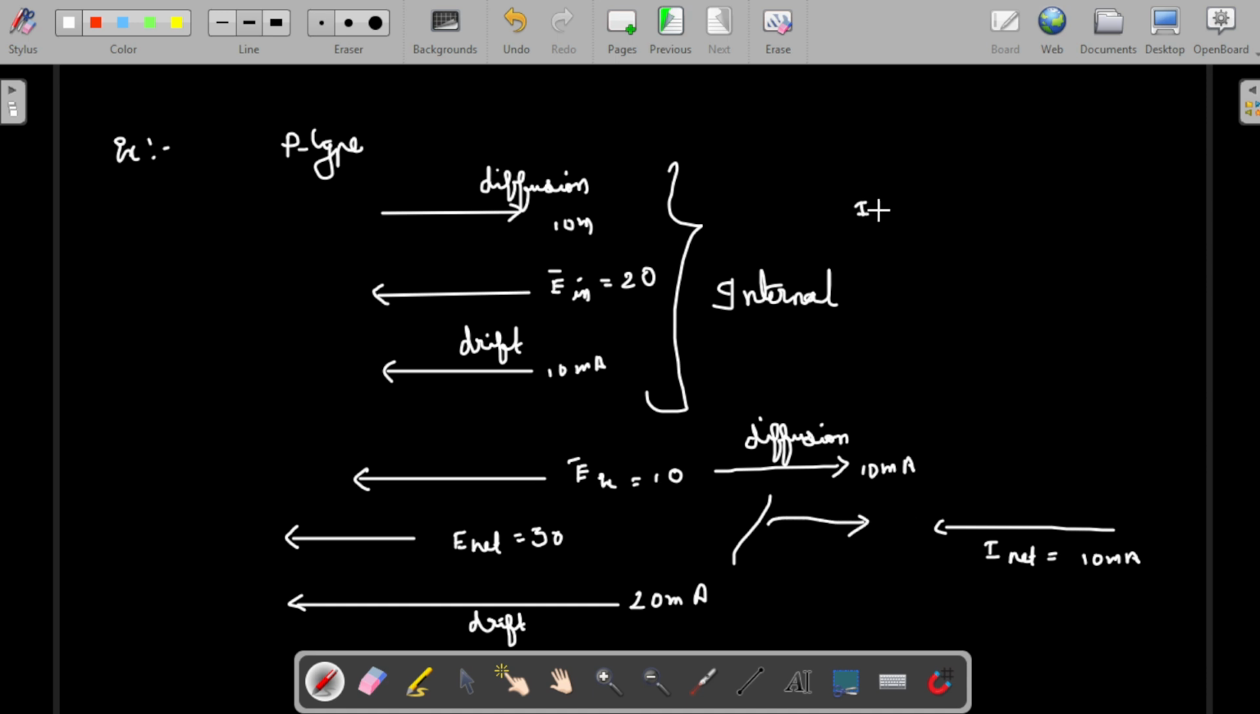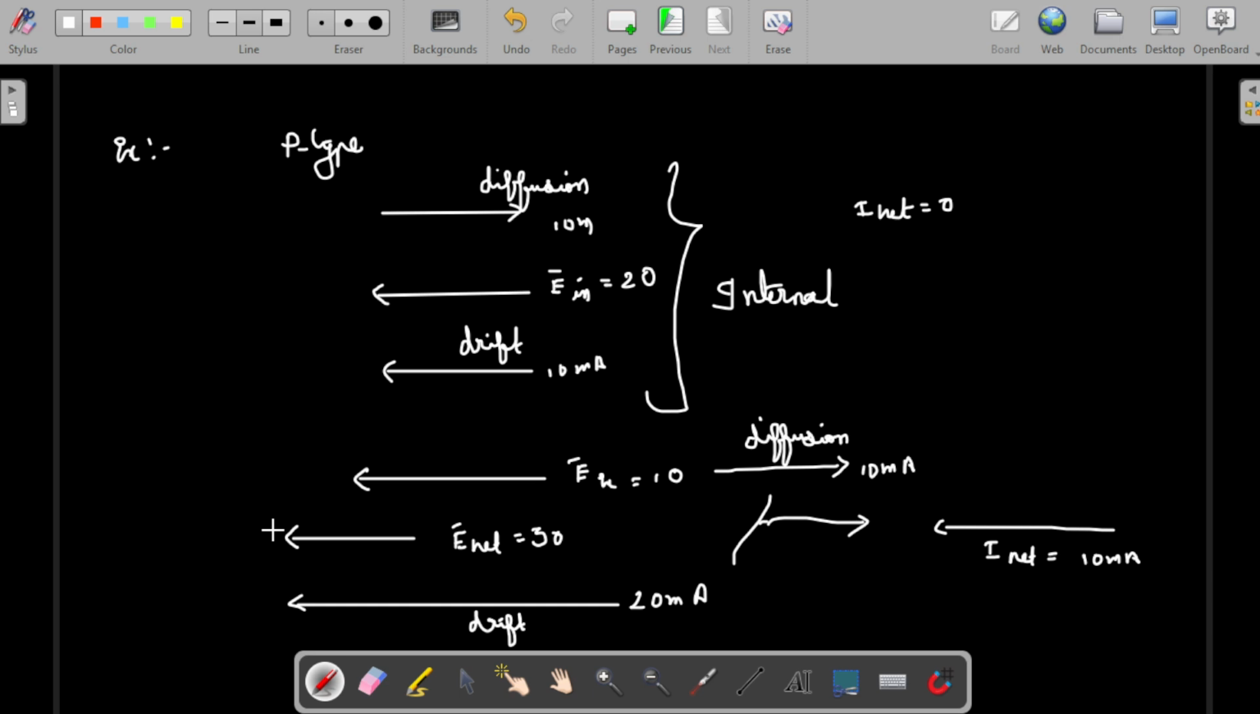So the internal will be completely equal to 0. Because of this E external, the 10 is added here, so E net is 30. Based on that, we get some diffusion, drift of holes and currents. Because of this E external, there will be some diffusion, and for that we get some current movement. Comparing all things, we get some 10 milliamps in this direction. Like this, the movement of everything will happen in semiconductor devices.